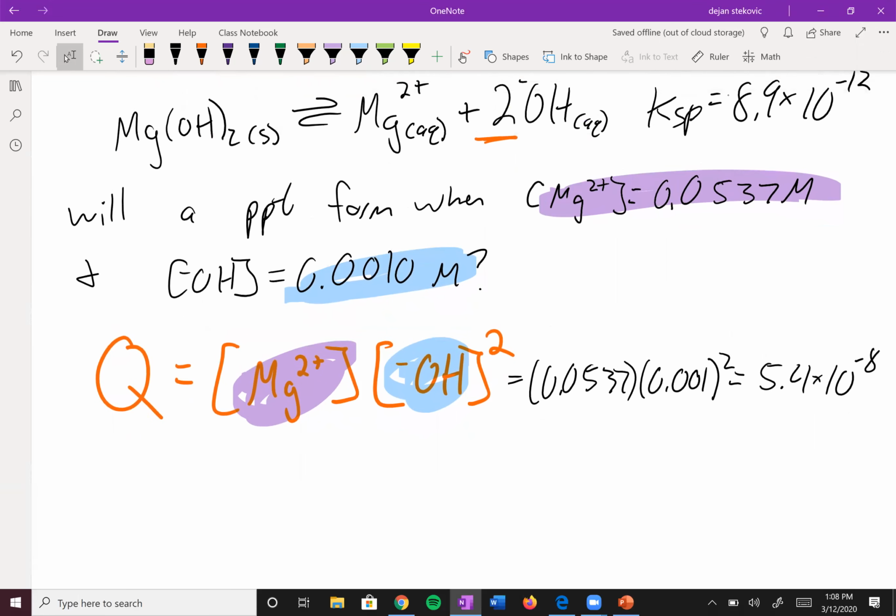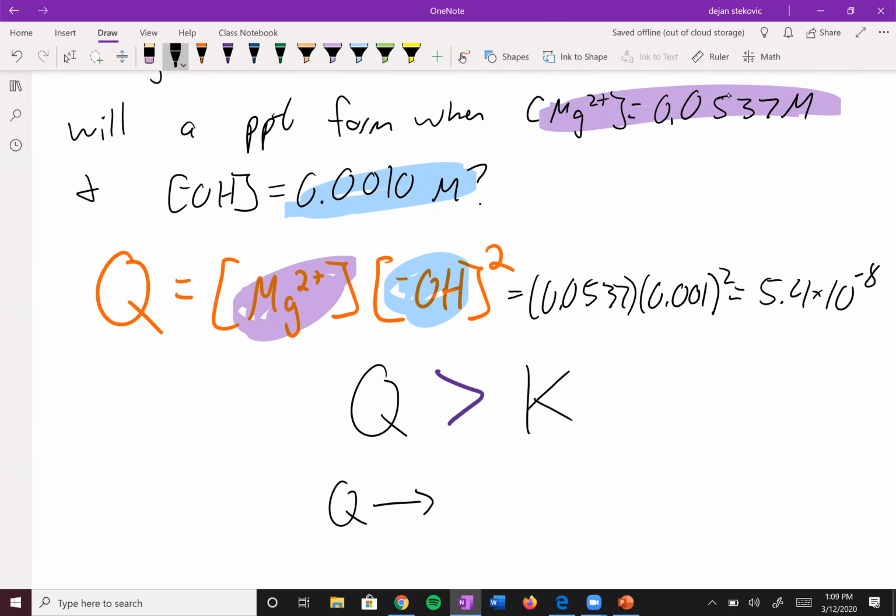So now we know Q, we know K. What do we want to do to the two? Compare them, exactly. So we have Q and we have K. Which one of these is numerically larger? One is 8.9 times 10 to the negative 12. One is 5.4 times 10 to the negative 8. Q is larger, right? And we always know that Q is going to go towards K.